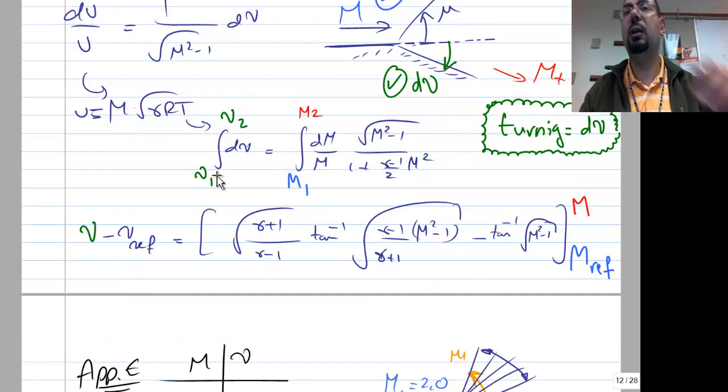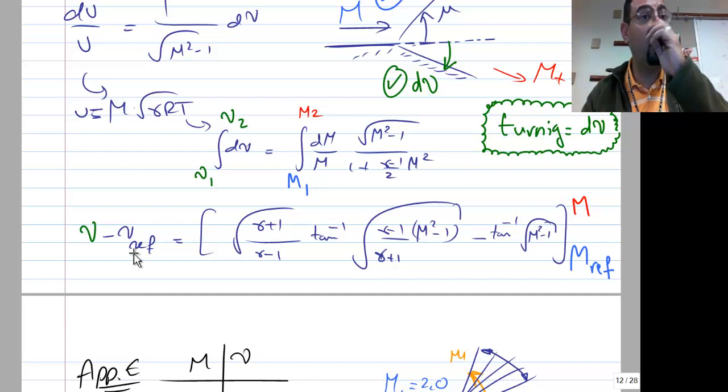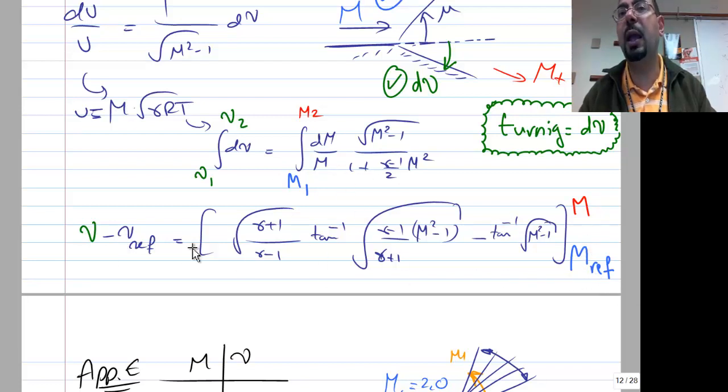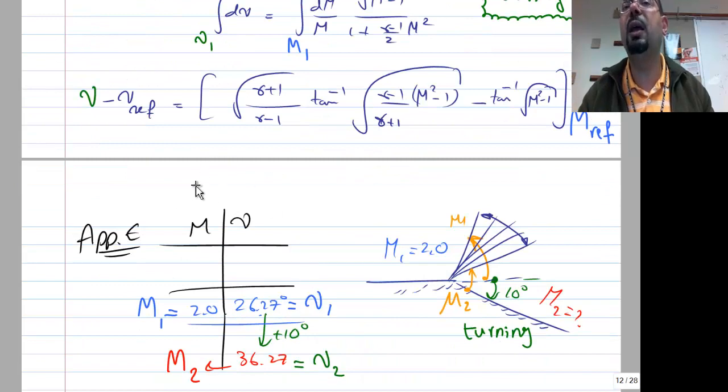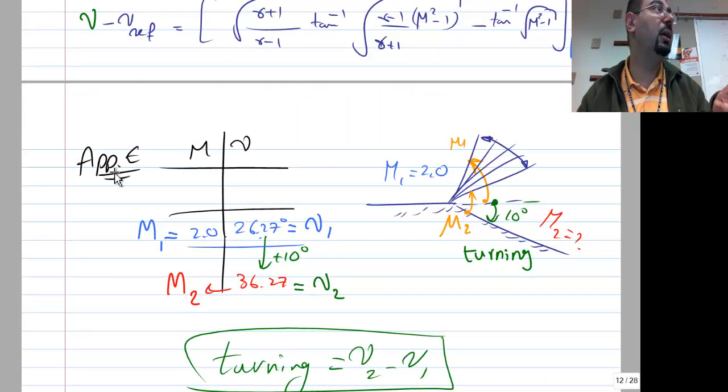So to be able to use this in all the problems, he said, well, let's just have a reference angle with a reference Mach number. The reference Mach number is 1. And so after he integrated, he substituted basically between 1 and M, and he started this big appendix. So now Appendix E will list the Mach number and the nu. Let's talk about the mu in a second. But there is M and the nu.